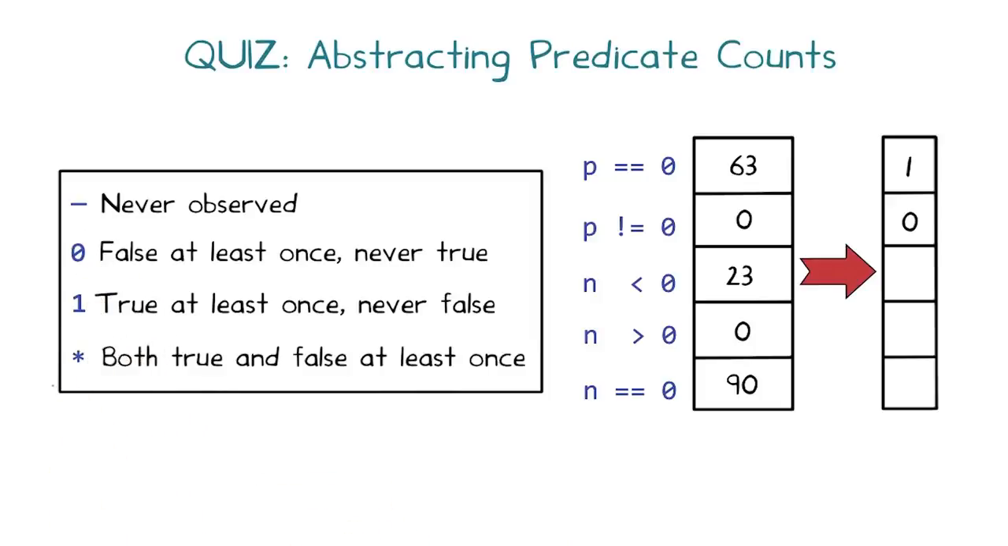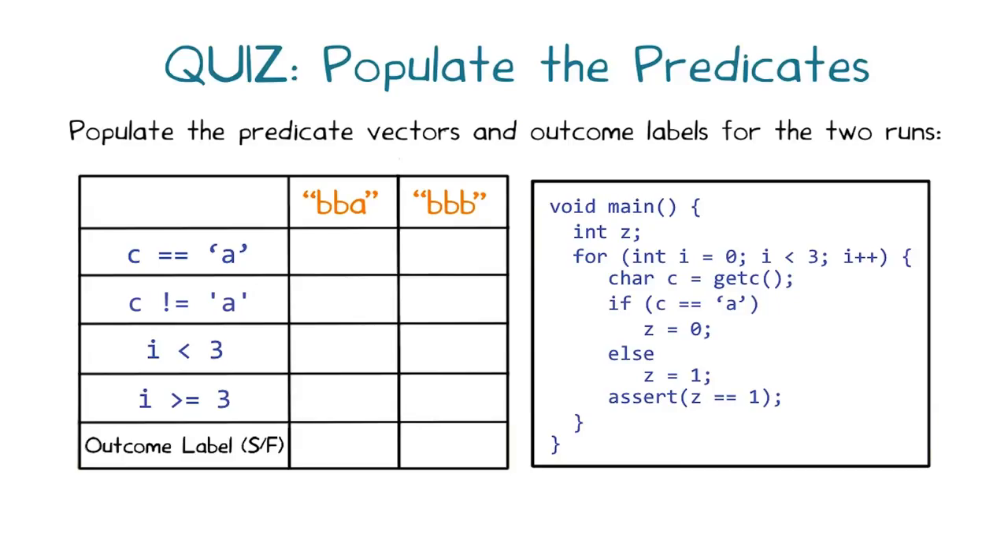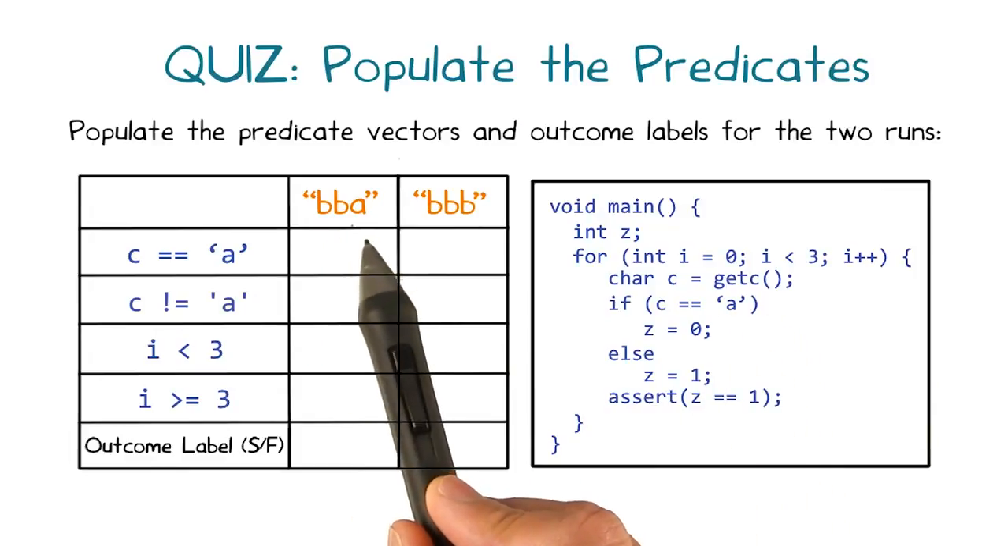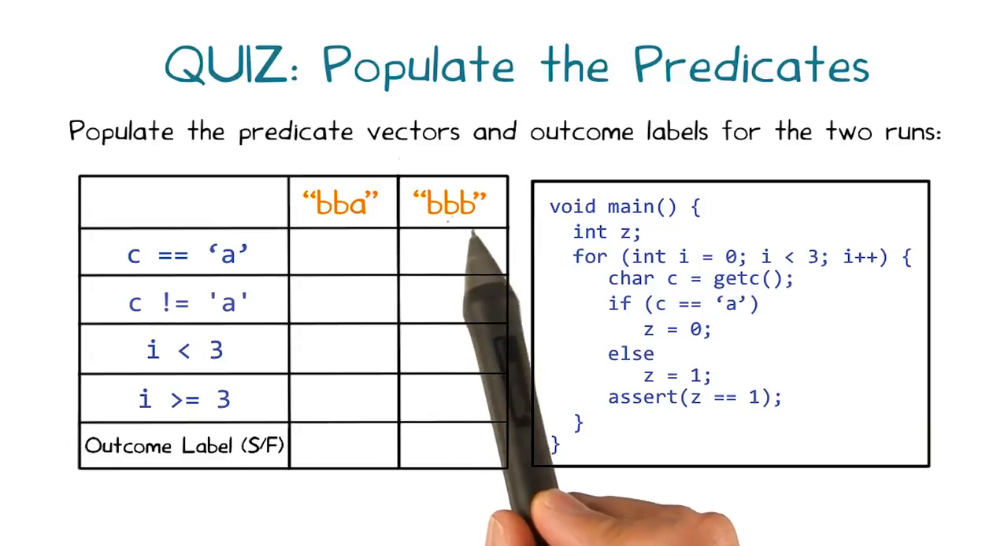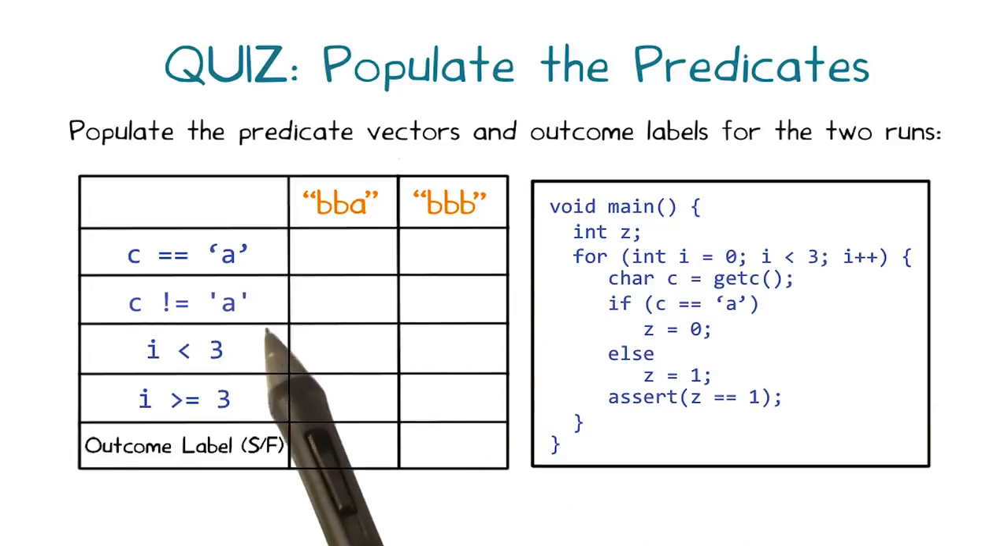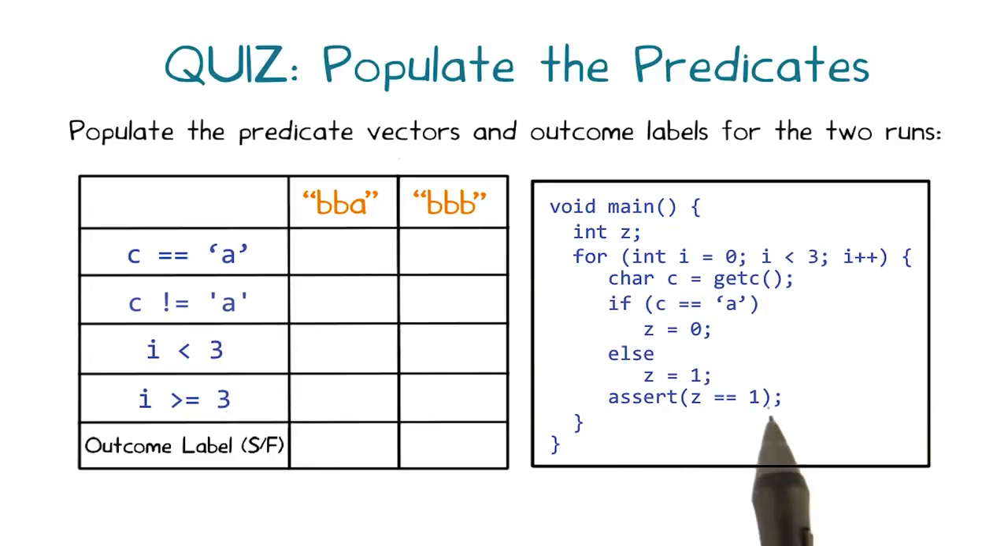states means. Next, let's see how these predicates would be reported in a feedback profile in 2 different runs of this program. One in which the 3 characters read by getC are B, B, and A, and another in which the 3 characters read by getC are B, B, and B. For each of these 4 predicates, enter dash, 0, 1, or star as appropriate. Use the assertion's outcome as the outcome label for the run.